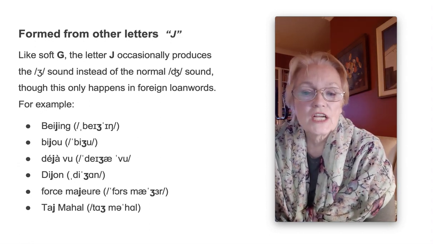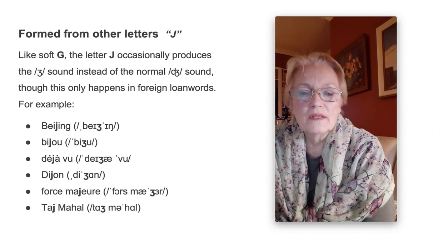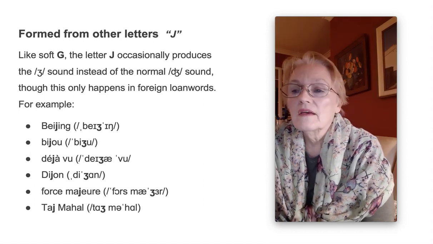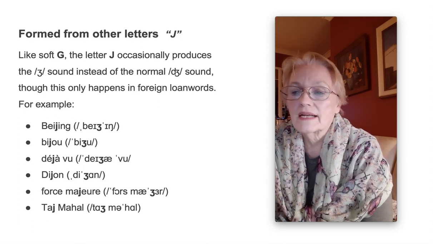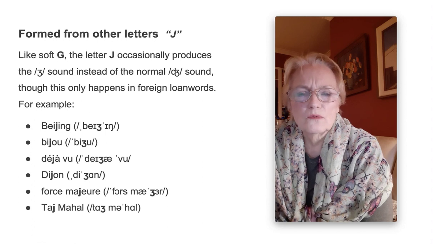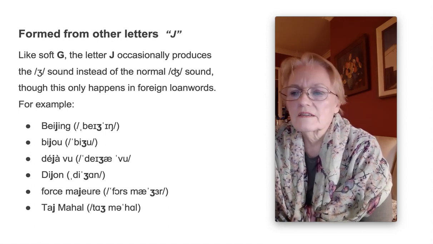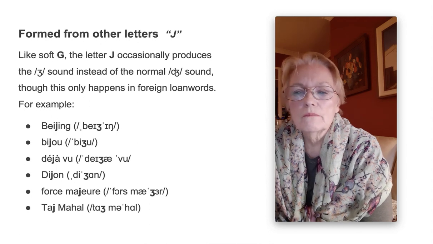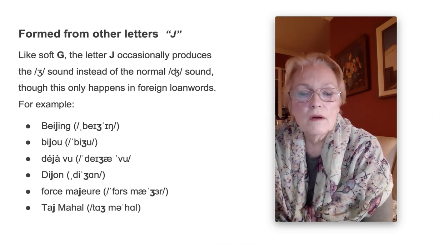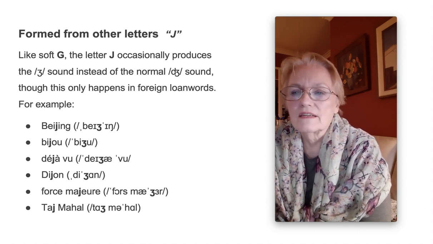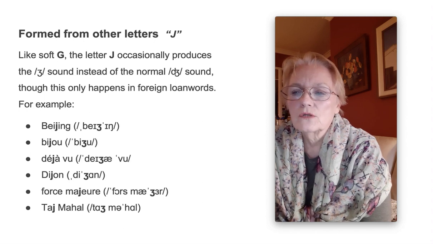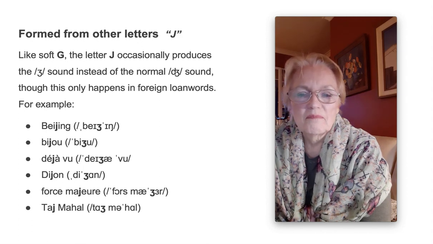For example, Beijing, the old Peking. Remember the Beijing used to be called Peking? All right, so Beijing, bijou, which is very French, déjà vu, very French, which we use all the time in English, Dijon, which is a place in France and also makes lovely mustard, Dijon mustard. Force majeure, and the Taj Mahal. All right, so all borrowed words, but they do sound lovely, don't they?